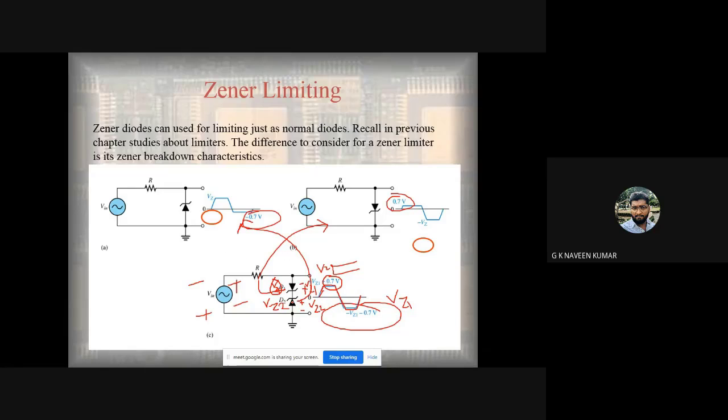Similarly, you can just change the position. D2 position changes to D1, D1 position changes to D2, then you will get a waveform like this, where this is plus 0.7 and this is minus 0.7. Instead of this waveform, you will get this waveform. Like that, you can make any modification and solve for the diode characteristics, and find how the output voltage will be.